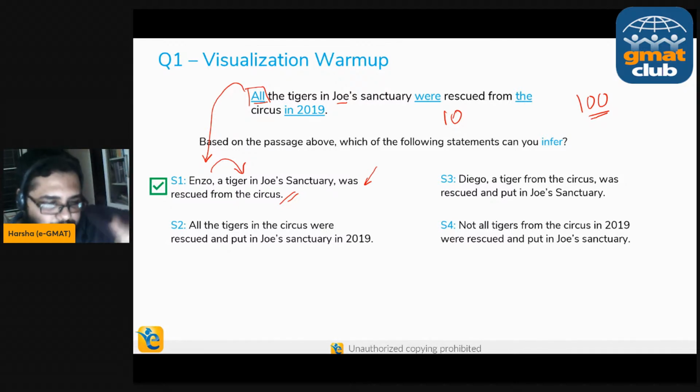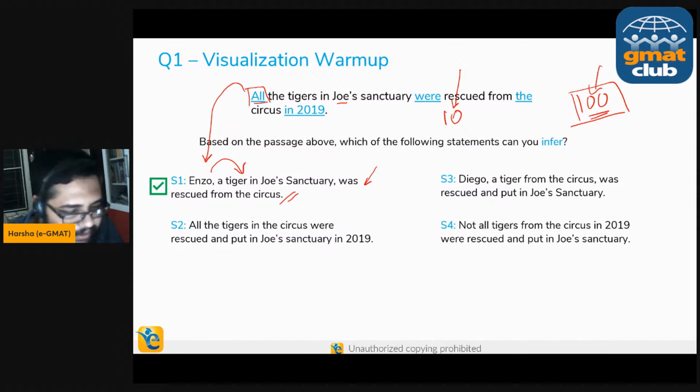Those 10 that were rescued may have ended up in Joe's sanctuary. Therefore, all the tigers in Joe's sanctuary came from the circus. It does not mean that all the 100 tigers were rescued and put in Joe's sanctuary. Here, for example, 10 of these 100 tigers were rescued and put in Joe's sanctuary. 90 out of the 100 tigers were not rescued and put in Joe's sanctuary.